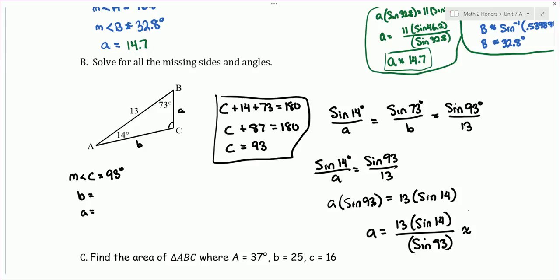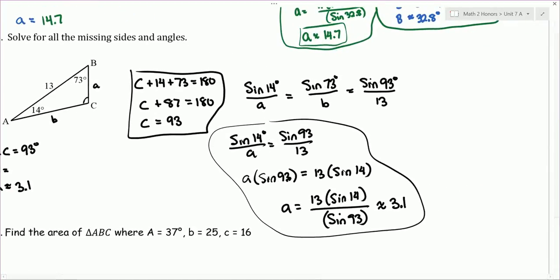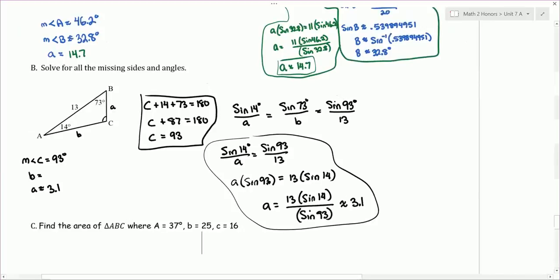You should end up with approximately 3.1 for A. And then to solve for B, we're going to use the last two fractions.